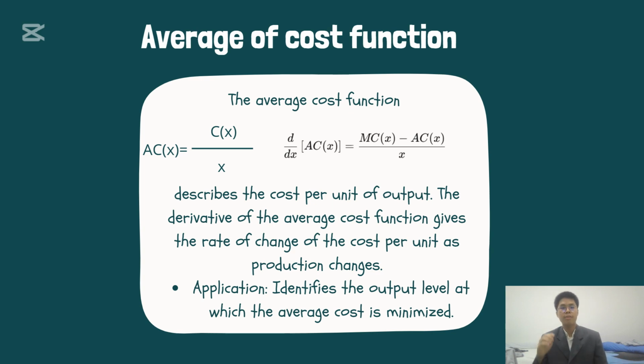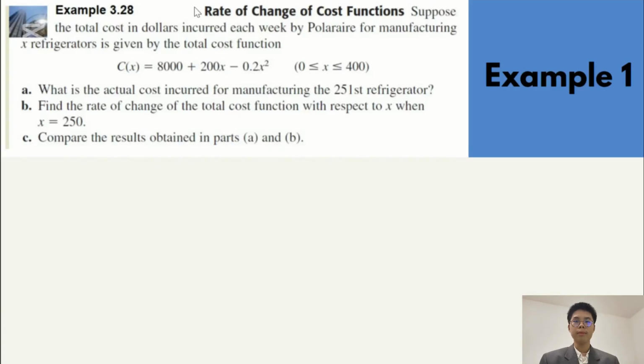The derivative of the average cost function is the marginal cost subtracted by the average cost, divided by the quantity, or we call it x. We can get this by the quotient rule and substitution. Now I'll be explaining the first example of the question about the rate of change of cost function.